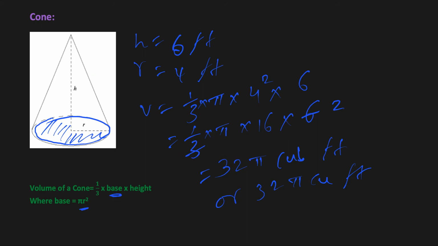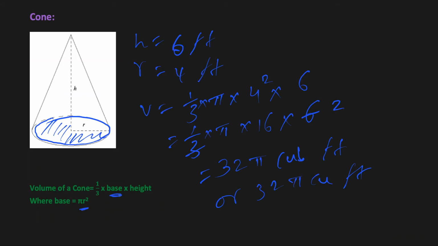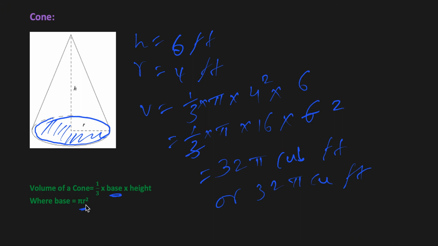Now let's look at our last example, which is a rectangular pyramid. If you look at the formula for a pyramid versus the formula for volume of a cone, it's the same. It's 1/3 base times height. The only difference is the base. For a rectangular pyramid, the base is rectangular, and therefore it's length times width, versus for a cone, it's circular, and therefore the base is pi r squared.